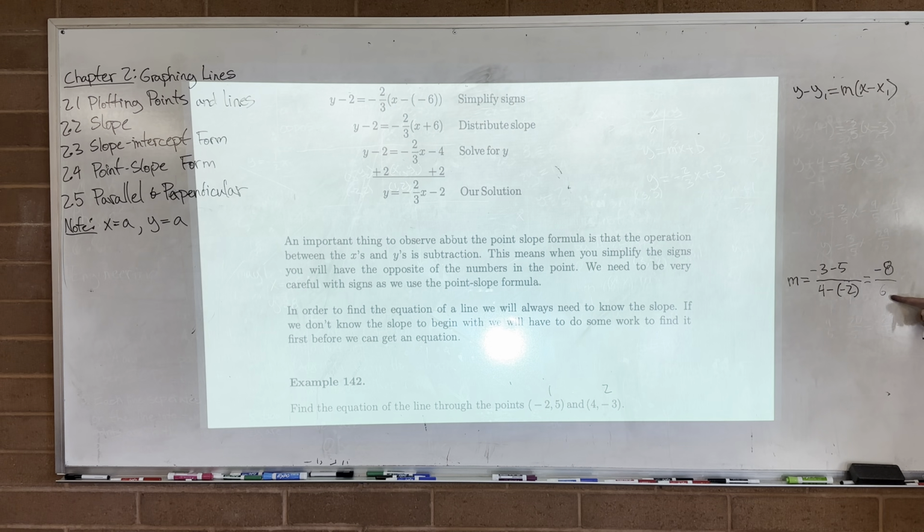Okay, now we can pull 2 out of the top and bottom. So we can reduce it: 4 over 3, so negative 4 over 3. Okay, so there's our slope, negative 4/3.